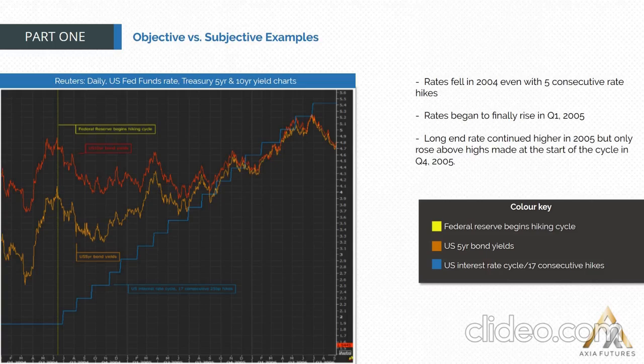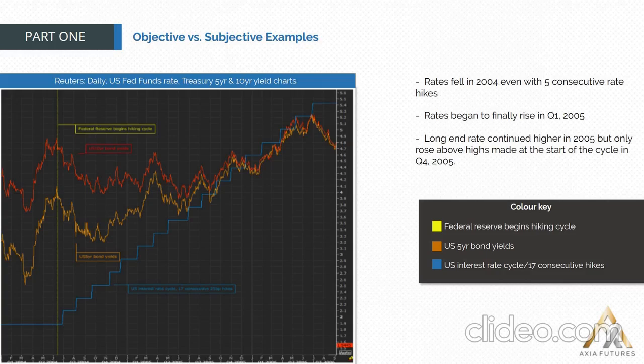Then, rates began to finally rise in Q1 of 2005. So after all that pain and torture, finally rates began to rise. However, how far did they rise? Well, long-end rates continued higher in 2005, but only rose above the highs made at the start of the hiking cycle in Q4 2005. In other words, had you taken on this trade when the Fed embarked on their hiking cycle, you wouldn't have even got back to the point where you entered the market. Imagine how painful that would have been. Let's look at it on the chart.